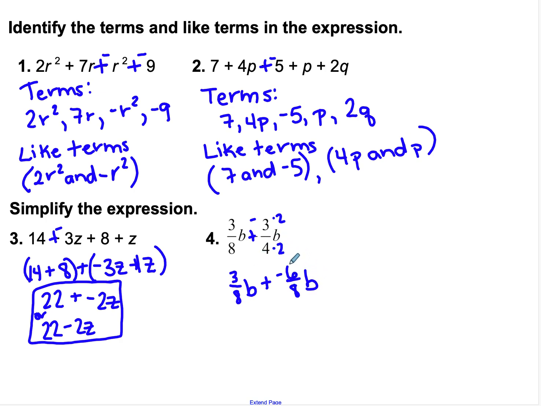Different signs, find the difference. I have my common denominator now. Negative 6 plus positive 3 is negative 3/8 b.